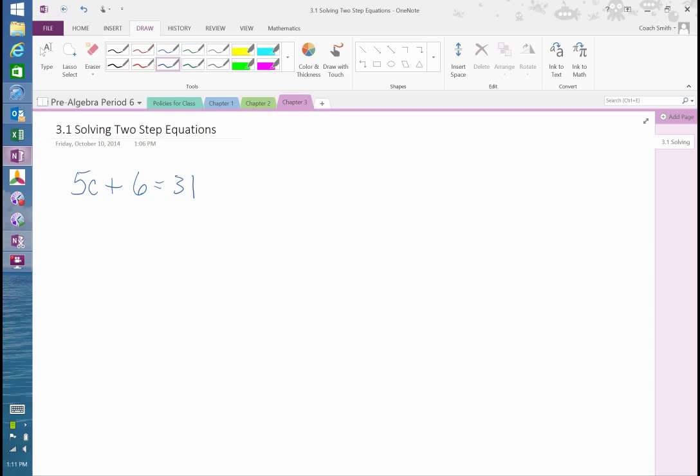All right, two-step equations, 5c plus 6 equal 31. Okay? The reason that it's two steps is because of this and this step. Those are the two steps. This is multiplication. And of course, this is addition. Okay?